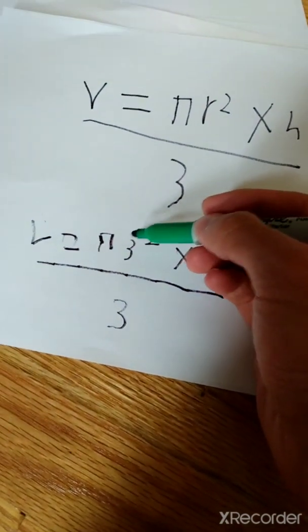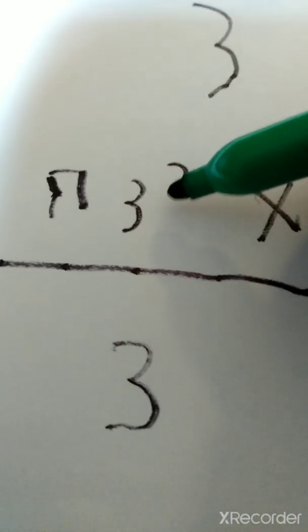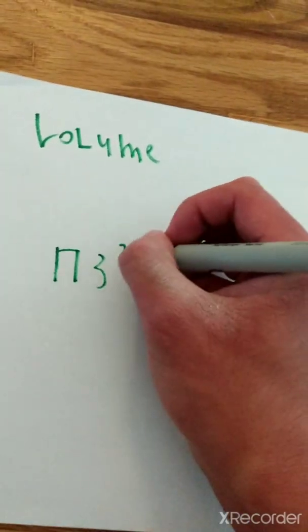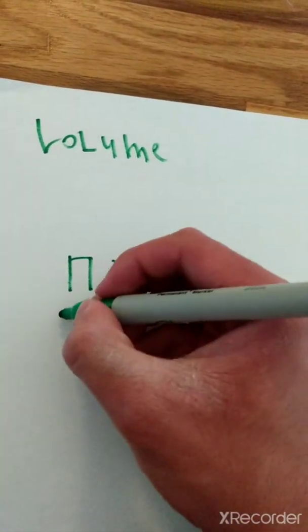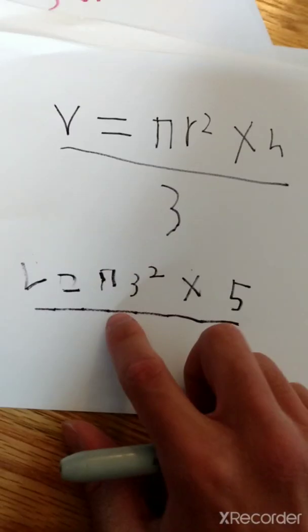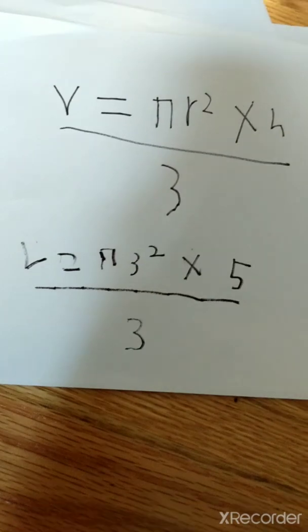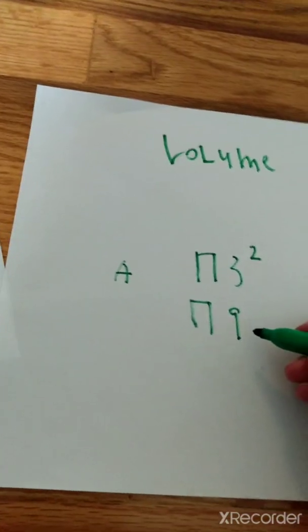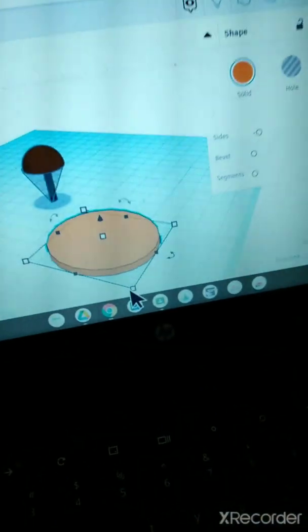So if we do the math, we have to do pi multiplied by 3 squared. We turn that 3 squared into 9, because 3 times 3 is 9. Then we multiply that by pi to get a circle. What we did is pi r squared, which is the area of a circle. That is what's in the bottom of the cone, the circle.